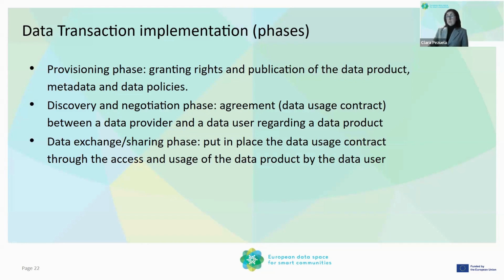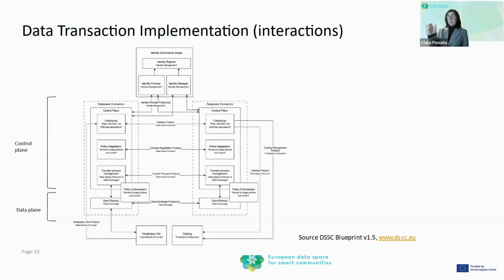Okay, so these are the three phases. So if we go to the specific interactions, in the context of a data provider and data user, how this is transferred, or which are the different interactions that are happening between one data space and another data space, one provider and the user, one participant and another participant. So imagine that you have two participants in the left and the right part.